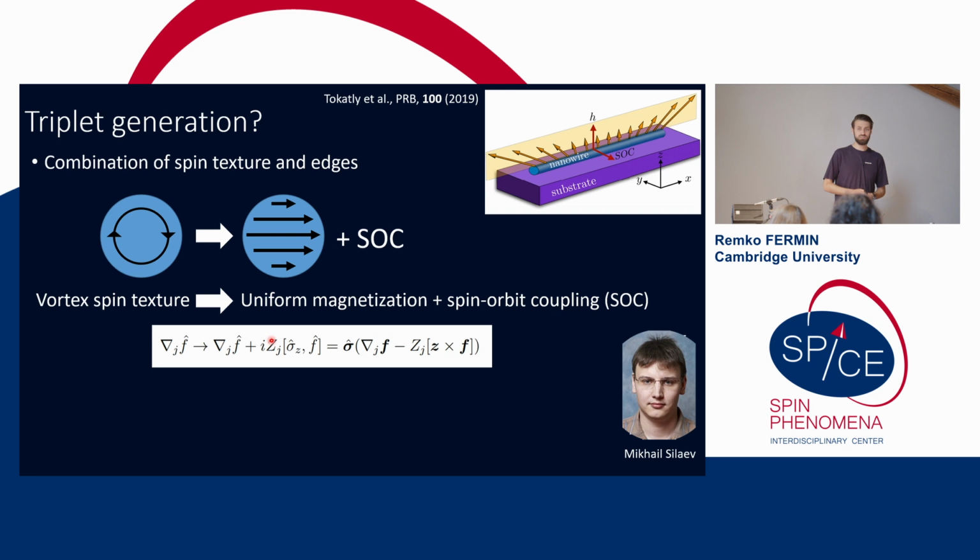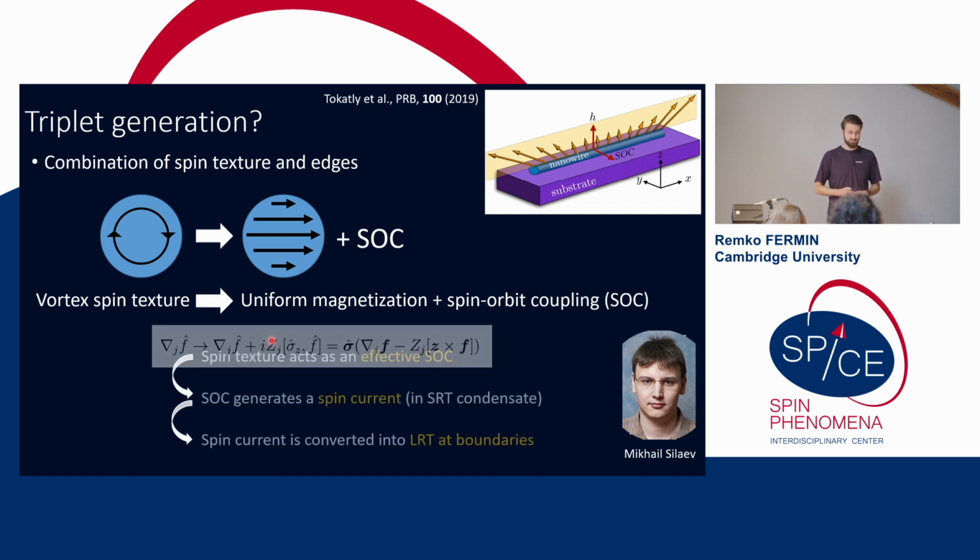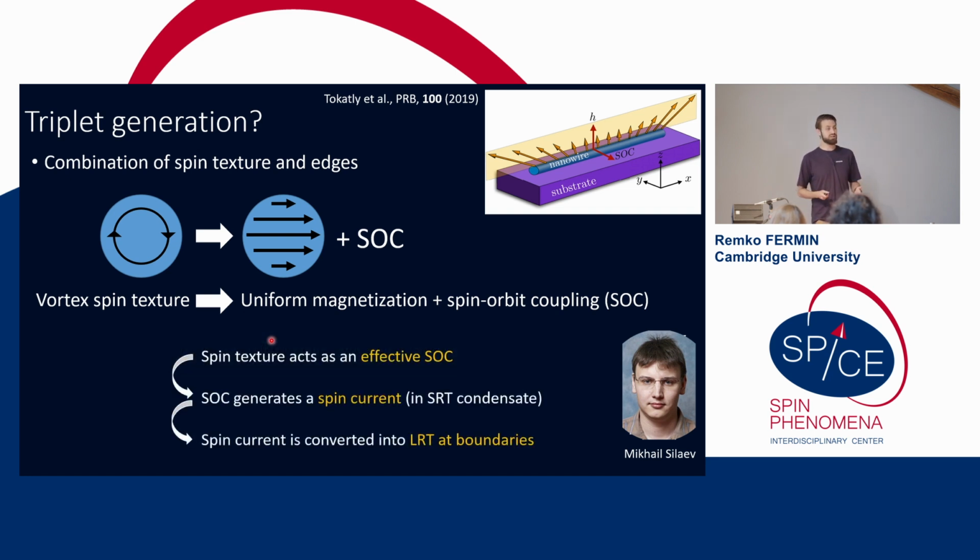A similar thing we think is also happening in our devices, namely that the spin texture acts as this effective spin-orbit coupling. This spin-orbit coupling, together with, well in this case not a Zeeman field, but the natural magnetization of the ferromagnet, creates a spin current, and the spin current is carried by the short-range triplet condensate, which naturally occurs at the interface between the superconductor and the ferromagnet.